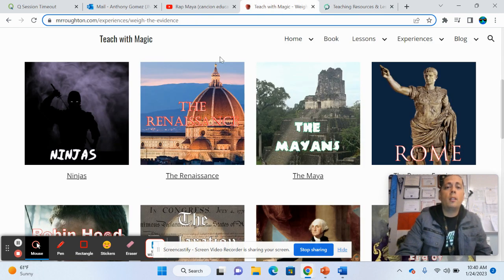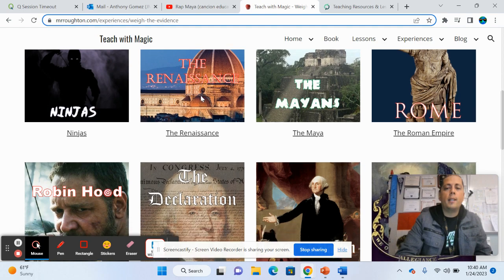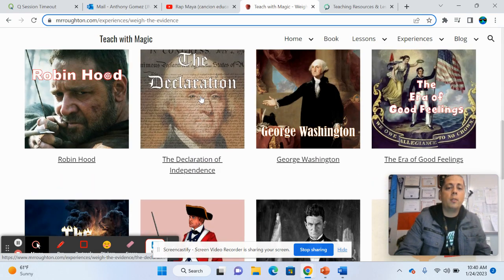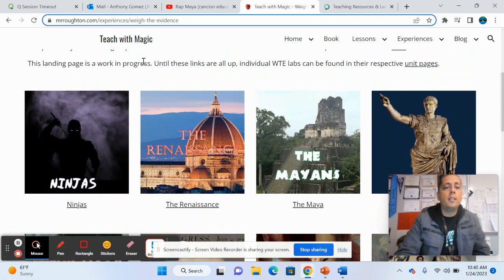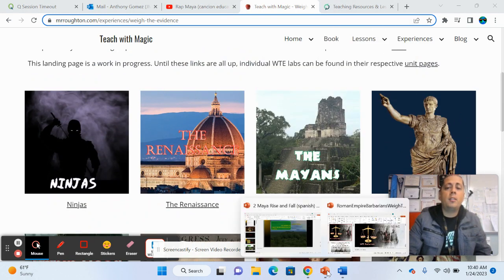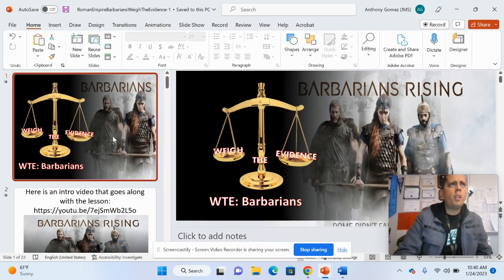You can also go on Teach with Magic, and Mr. Rowan has tons of these, right, as you can see here, on all sorts of different topics. He's the original creator of these types of lessons, Weigh the Evidence, which are very, very good lesson types when it comes to reliability of sources and argumentative writing. This hits on a lot of very important history skills, right?